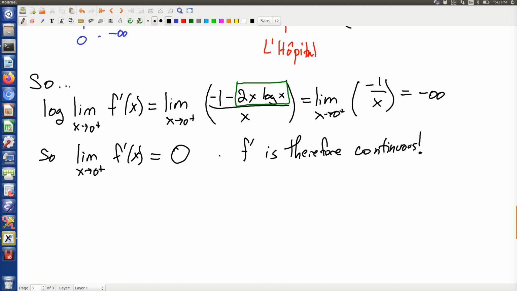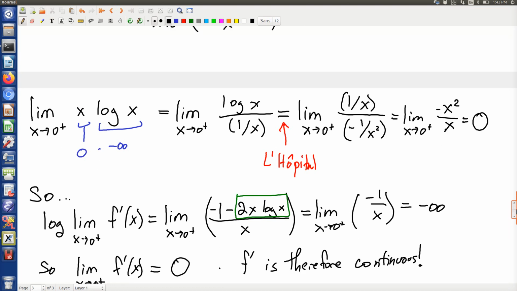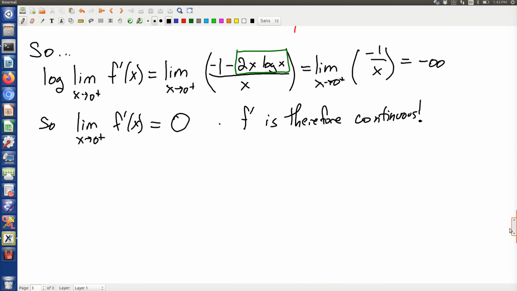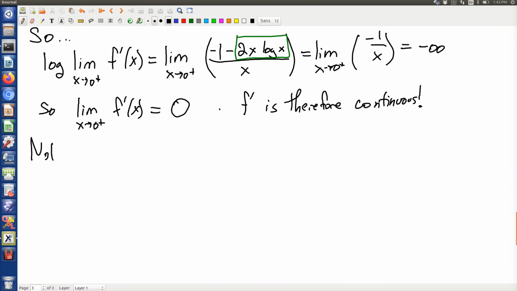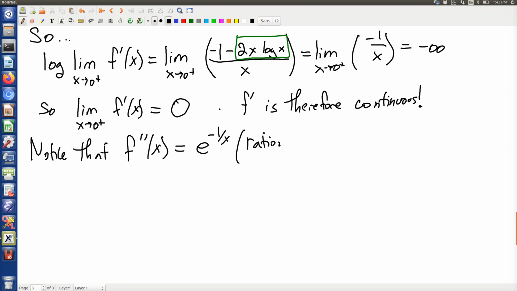Now at this point you're probably saying, gosh, that was a lot of work. What about f double prime and so on, all those other derivatives? Well, actually, here's something really cool. Notice that f double prime is going to be something that looks like an e to the minus 1 over x times, well, stuff, polynomial stuff. In particular, times a rational function.